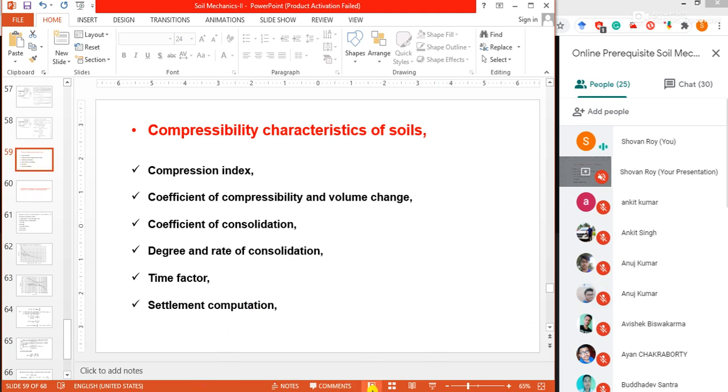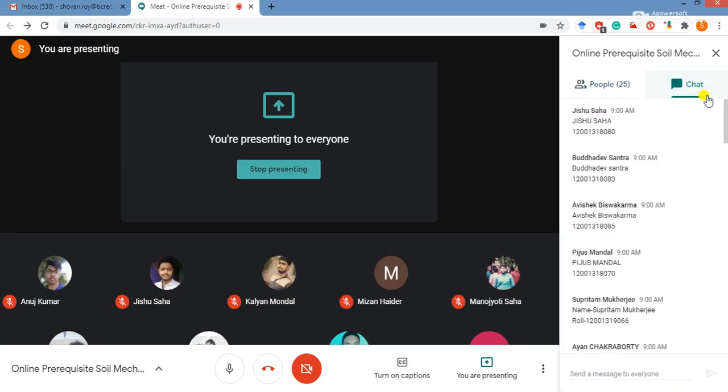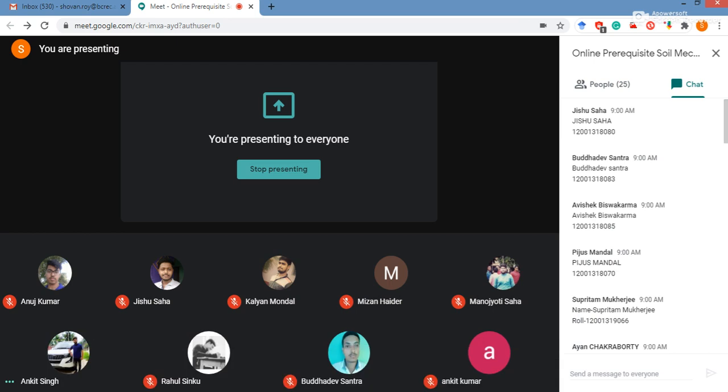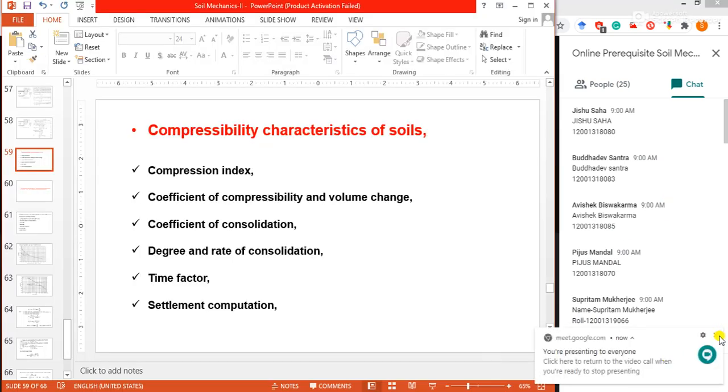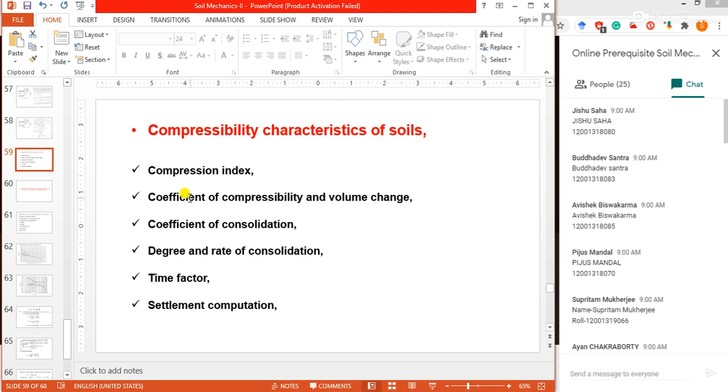If you have any question, please tell me. Ankit? Yes, sir. Any question? Okay, I'll send this PPT. You can read from the book also. BC Punmia book is a good book. You can read from this book, and you can easily understand what is compression index.